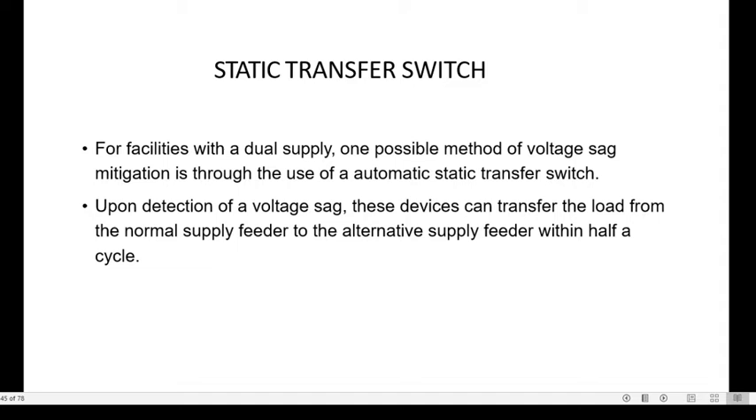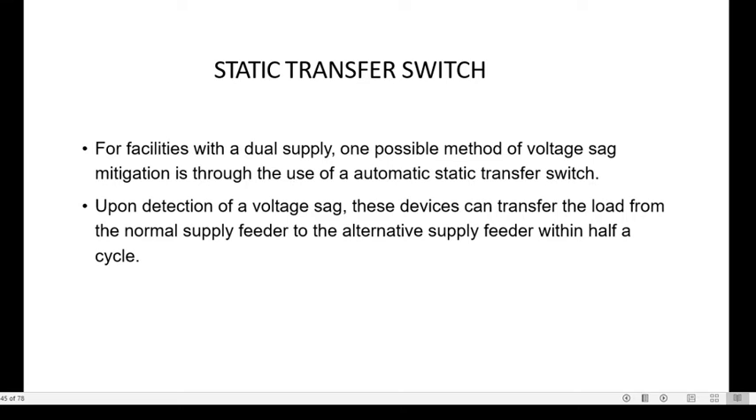Static transfer switch for the facilities with a dual supply. One possible method of voltage sag mitigation is through the use of automatic static transfer switch. Upon detection of the voltage sag, these devices can transfer the load from the normal supply feeder to the alternative supply feeder within half a cycle. It is possible where a facility with a dual power supply is available.